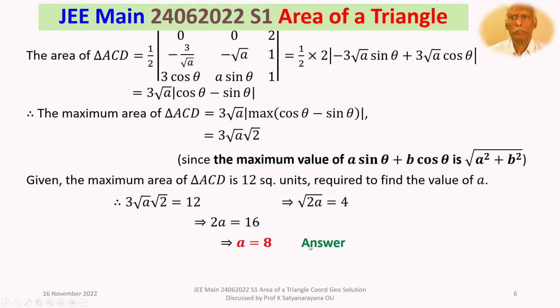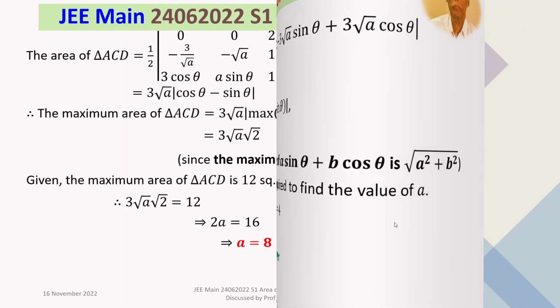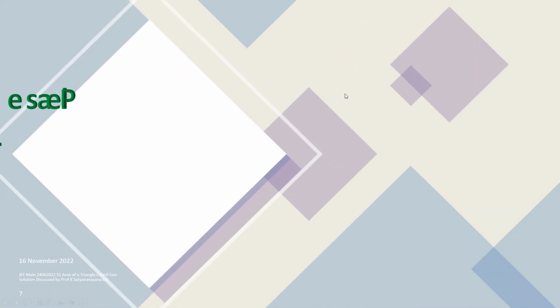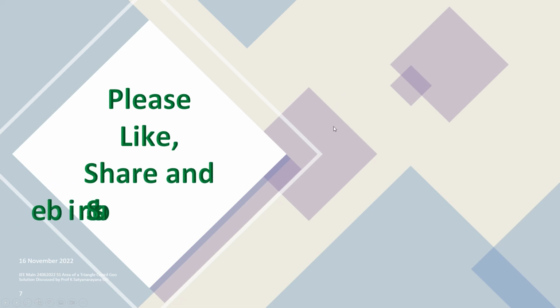And that's our answer. So that is the discussion of the solution of a problem from coordinate geometry, and the problem is on the area of a triangle involving sin theta and cos theta, and it is a simple and straightforward question. I am sure that you have understood the solution of this problem. I wish you all the best. Thank you.